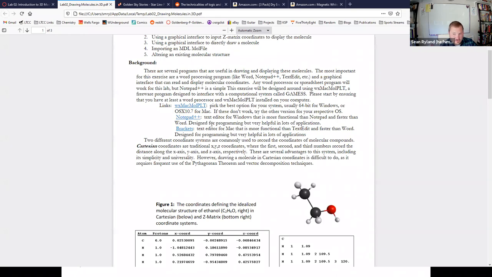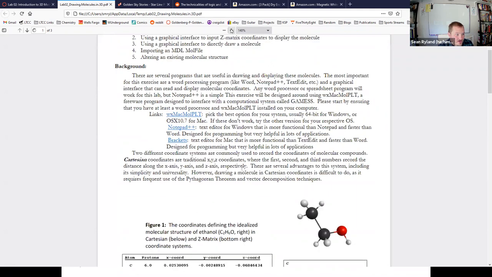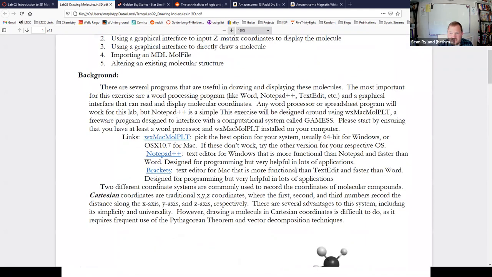And they don't do much in the way of formatting. They're designed for programmers or people that need to just edit text documents quickly and keep them organized. So I highly recommend these. You can use anything that will edit a text file for this. These are just the two versions that I find work the best. That's all you really need for this lab.